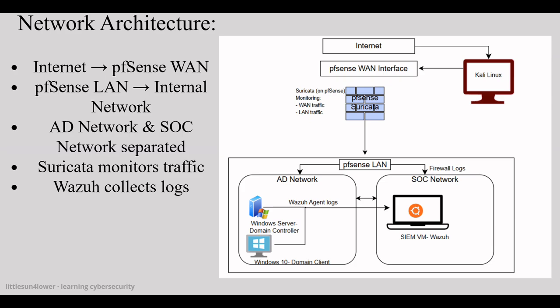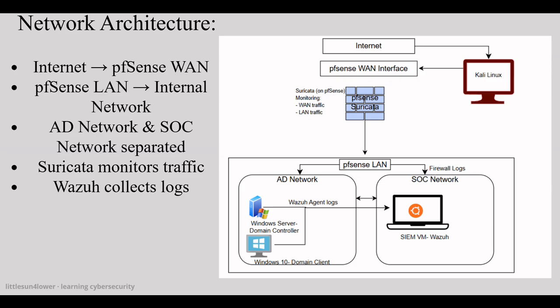Inside the LAN, I have logically divided the environment into two parts: the AD network and the SOC network. The AD network contains the Windows server, that is the domain controller, and a Windows 10 client. The SOC network contains the SIEM VM that is running Wazuh. Suricata runs on pfSense and monitors both WAN and LAN traffic for suspicious activity. The Windows machines have Wazuh agents installed and they forward logs to the SIEM server. pfSense firewall logs are also sent to Wazuh for centralized monitoring.